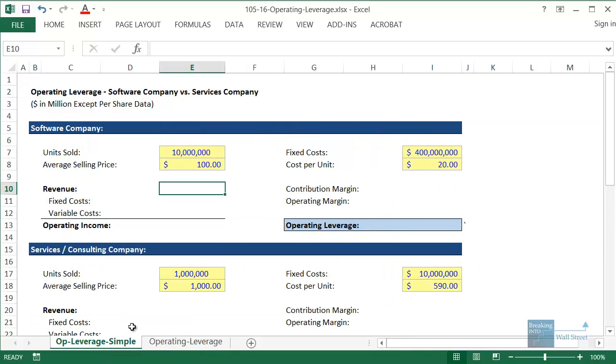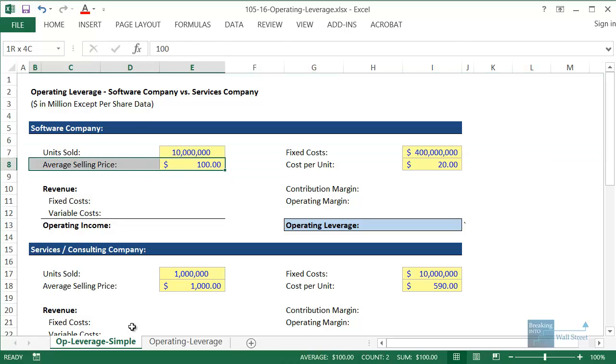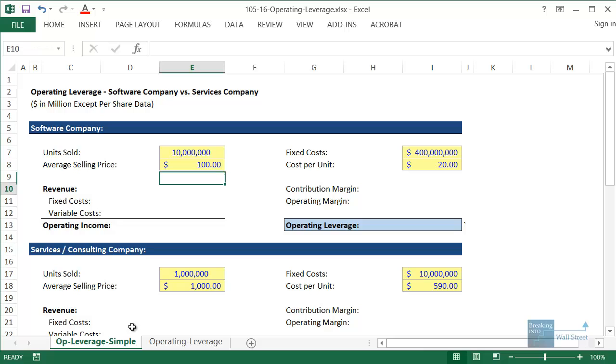So for the software company, we have this company that sells 10 million units of their software for $100 a piece. Their cost per unit is $20, and they have $400 million of fixed expenses, presumably relating to paying developers and project managers and the marketing department and other people like that. So let's break it down and take a look at their revenue, their operating income, and the other key metrics here.